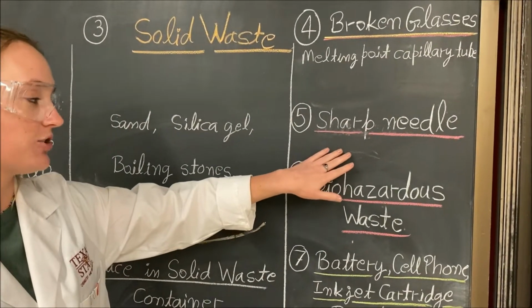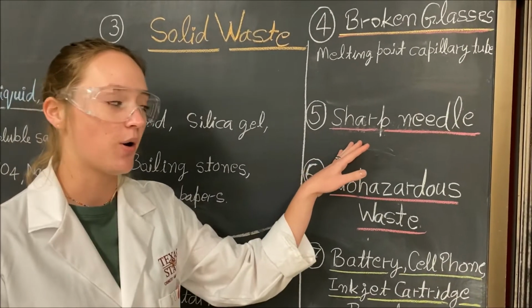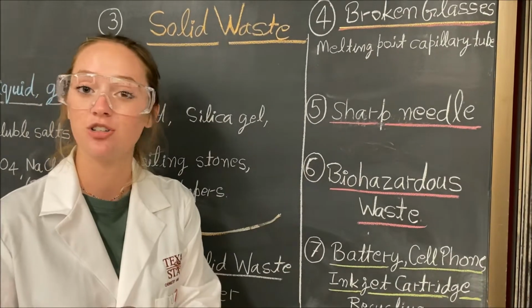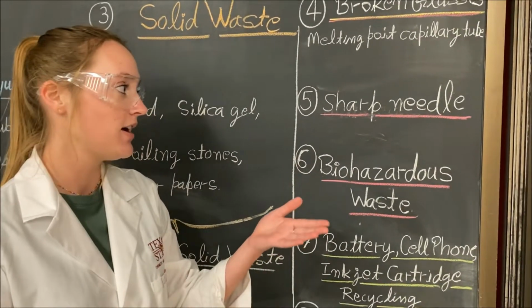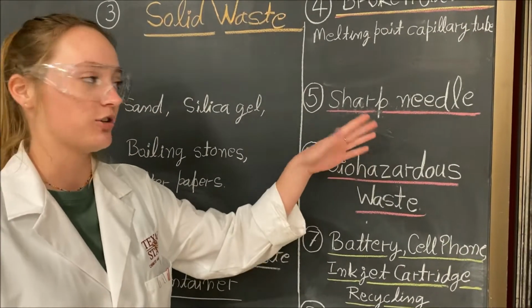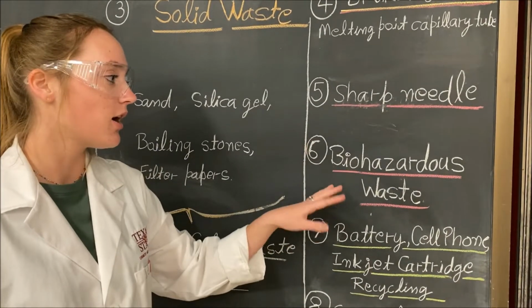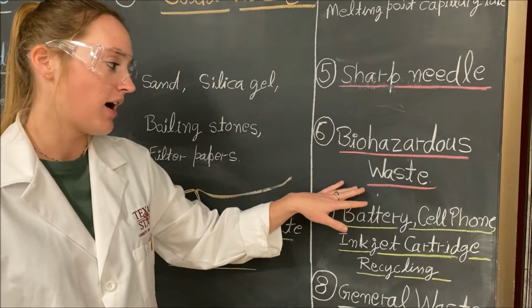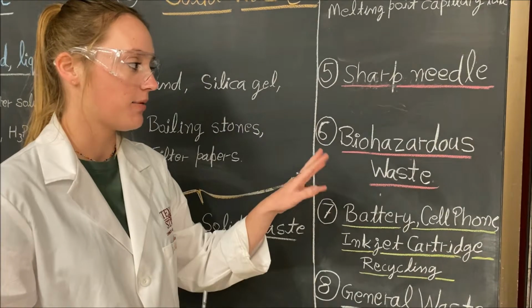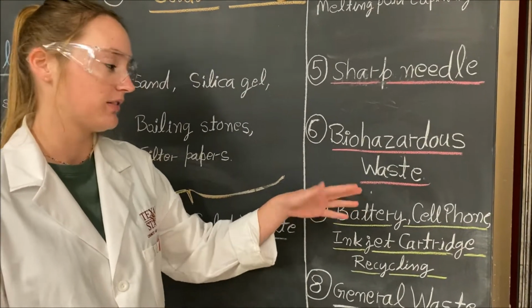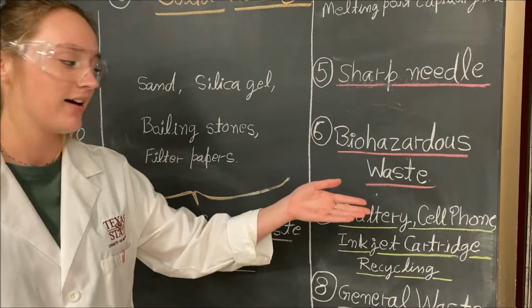Another type of waste is a sharp needle container. So examples would be a syringe you're going to use during gas chromatography, goes in sharps, or any other sharp needles will go in there. We have biohazardous waste that any sort of biological waste will go into, like blood or things like that.